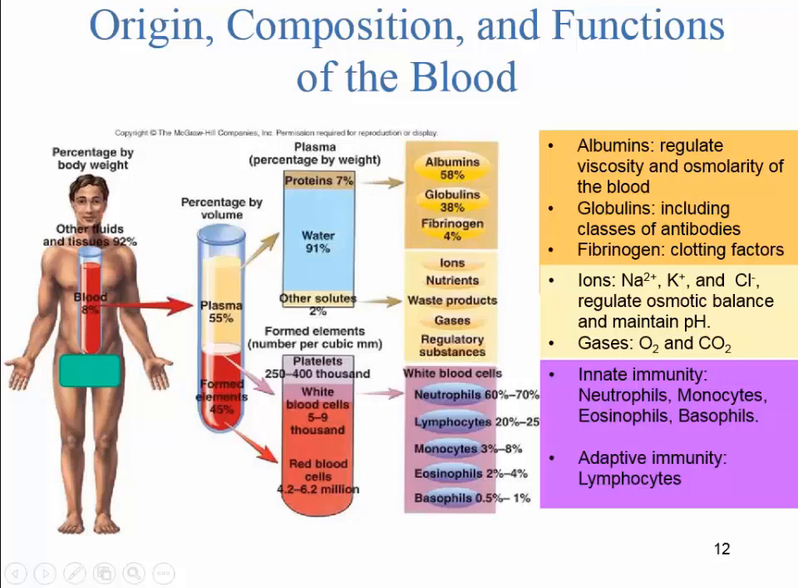Our blood is a primary component of our lymphatic system. So the blood is broken down into predominantly plasma. Then there's a small amount of cells and formed elements. When we break this down into proteins, the proteins that are circulating in our blood include albumins, globulins, and fibrinogen. Albumins are going to be necessary for regulating viscosity and osmolarity of the blood.